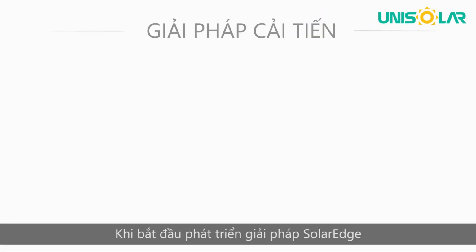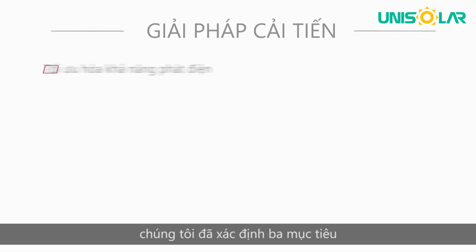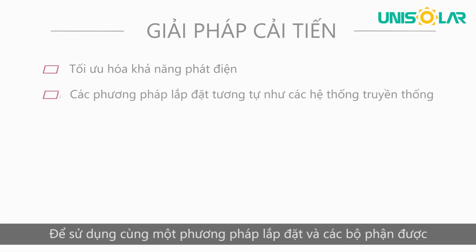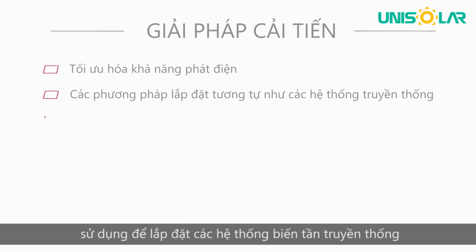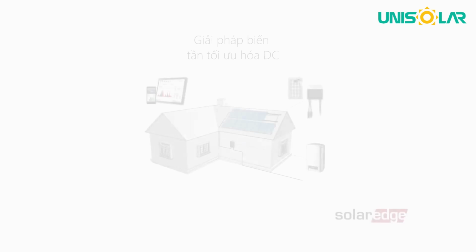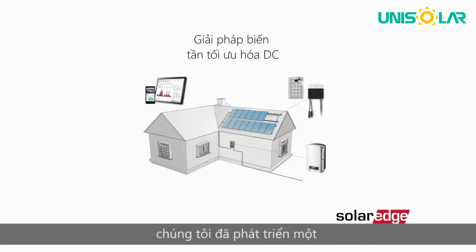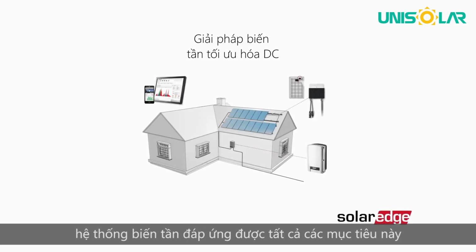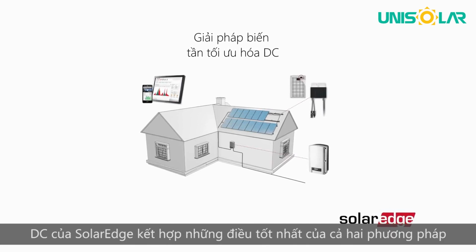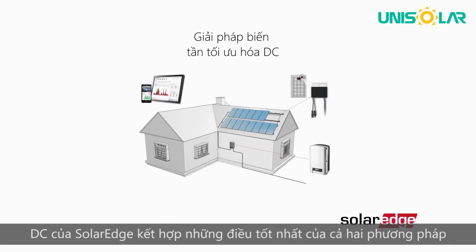When we started to develop the SolarEdge solution, we defined 3 goals: to optimize power generation of each panel individually, to use the same installation methods and components used to install traditional inverter systems, and to compete with the cost of such systems. Eventually, we developed a topology that meets all of these goals. The SolarEdge DC optimized inverter topology combines the best of both worlds.